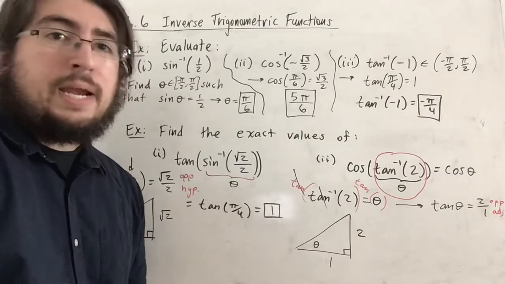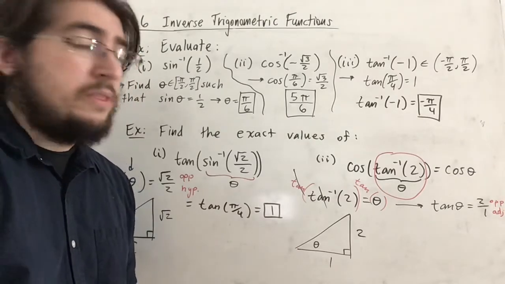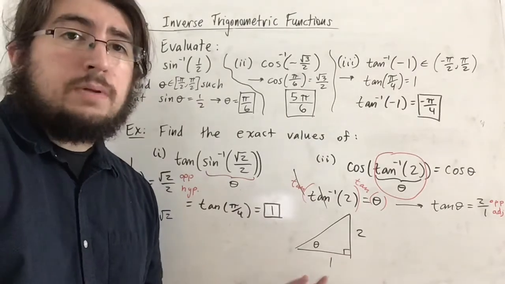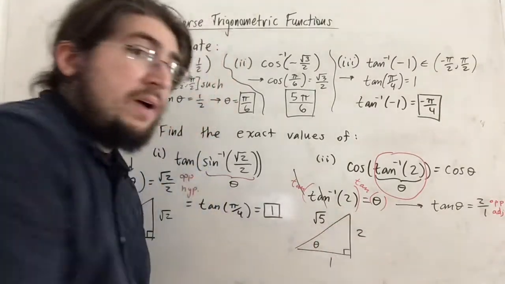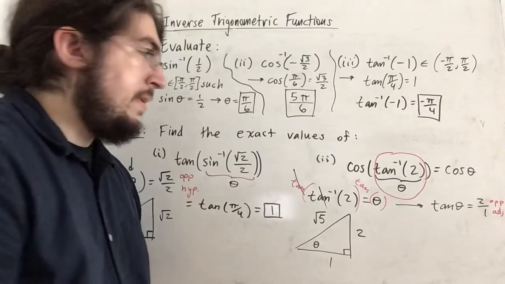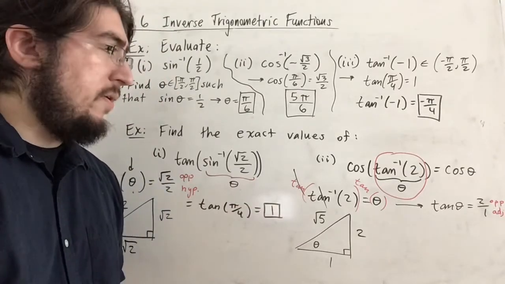And can we find the remaining side? We certainly can using Pythagorean Theorem. Notice 2 squared plus 1 squared is 5. So this is going to be the square root of 5, so that when you square it, you get 5. Kind of did that quickly, but you can verify that on your own.